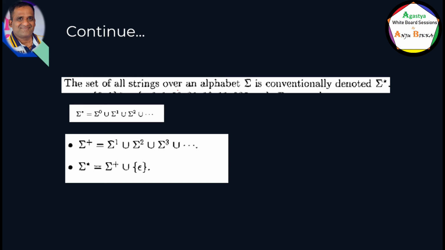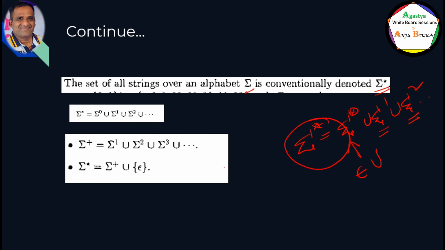The set of all strings over an alphabet sigma is called sigma star. So sigma star is nothing but sigma power 0, which is nothing but epsilon, union sigma power 1 union sigma power 2, means all strings of length 0, which is epsilon, all strings of length 1, all strings of length 2, and so on. And this is sigma star, the Kleene closure. We are going to discuss closures later in regular expressions.